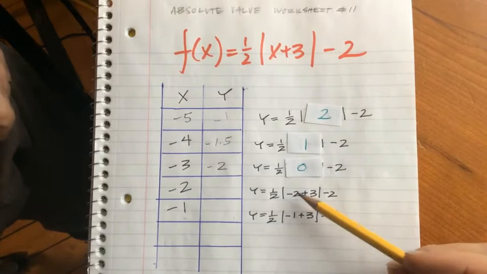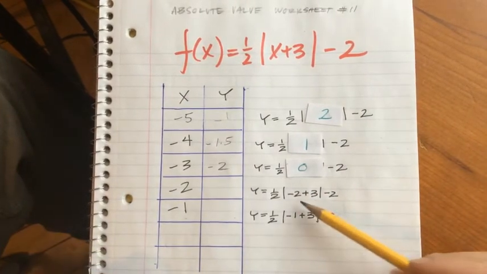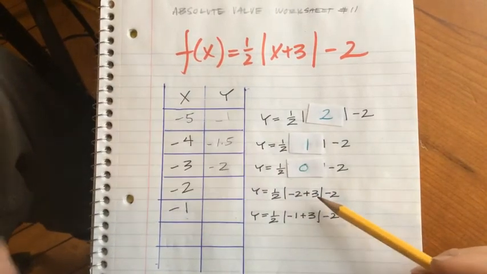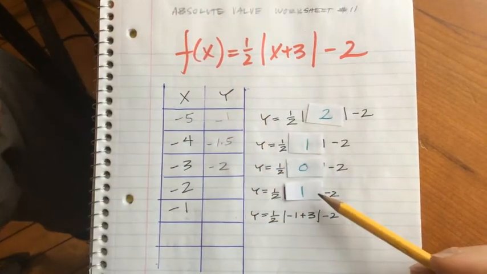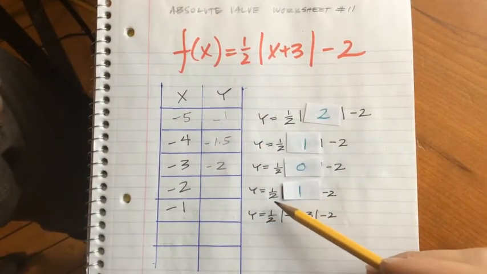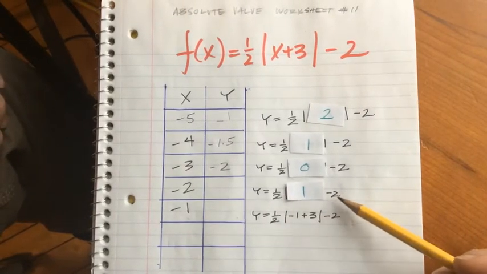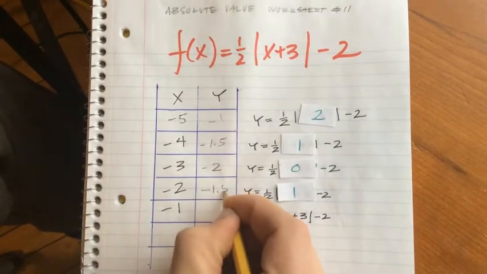The next point, -2 plus 3 is +1. Absolute value of +1 is 1. Half times 1 is 0.5. Minus 2, -1.5.